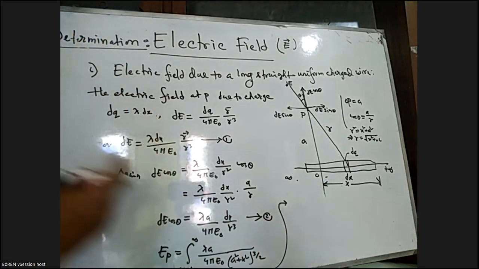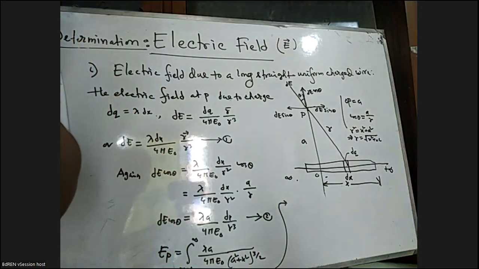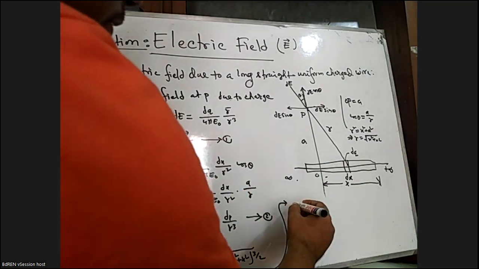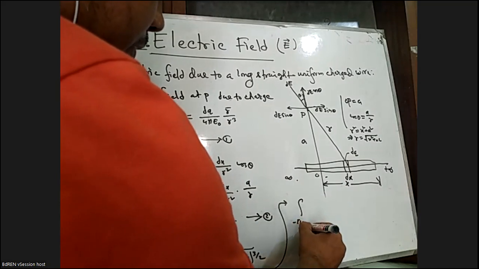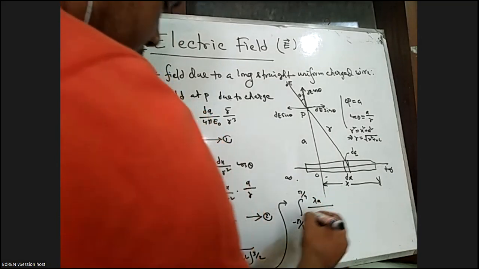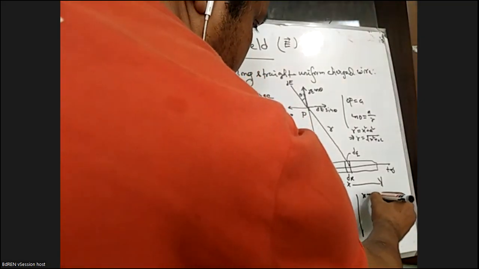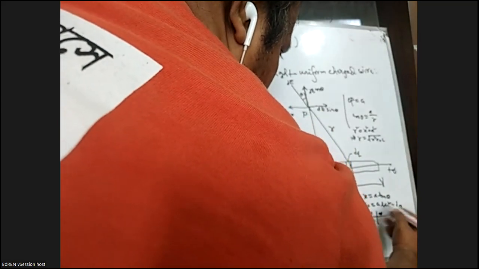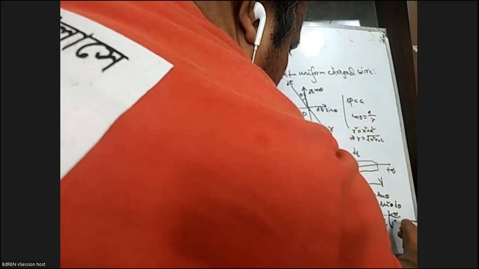Now from this, we put x equals to a tan theta, and the limits will change. So dx equals a sec square theta d theta, and the limit will be in terms of theta. If x equals to infinity, then tan theta is infinity, so theta is pi by 2, 90 degrees. And if x equals to minus infinity, then theta is minus pi by 2.